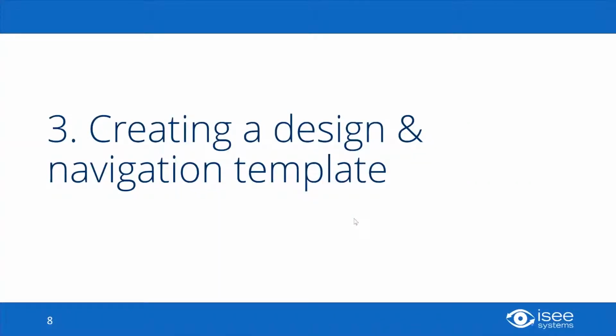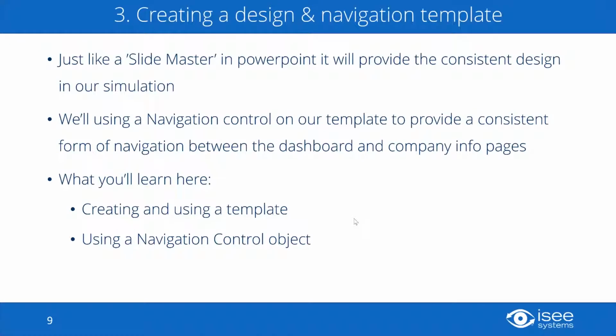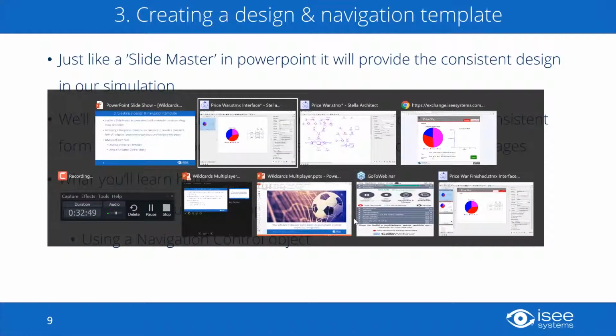The next thing we're going to do is create a design and navigation template. Just like a slide master in PowerPoint, this template will provide consistent design in our simulation. It's going to be a background, a set of elements that will appear on every page in our simulation. And we're going to use a device called the navigation control in our template to provide a consistent form of navigation between the dashboard and the company information pages. What you're going to learn here is how to create and use a template and how to use a navigation control object. So let's go to Architect and get started.